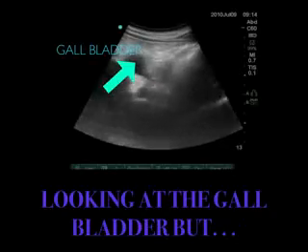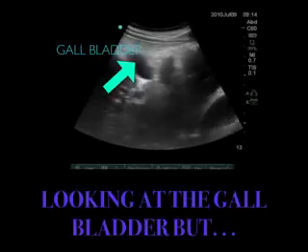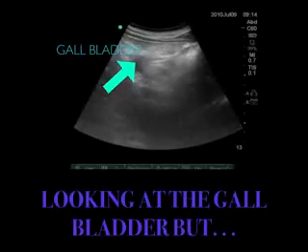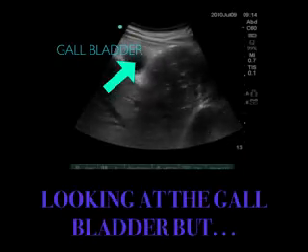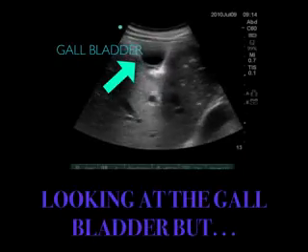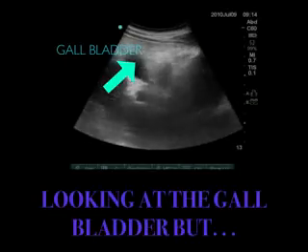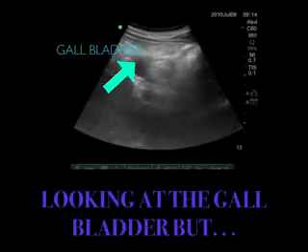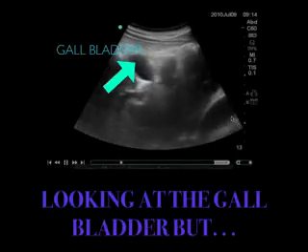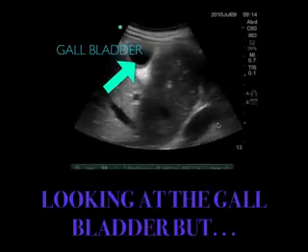This was an interesting ultrasound. This was a person who had pain, also had some shortness of breath, presumably from the right upper quadrant pain. And while the person was being scanned at their gallbladder, indicated by that arrow, there was something that was noticed in this corner over here. So we'll take a closer look at it.